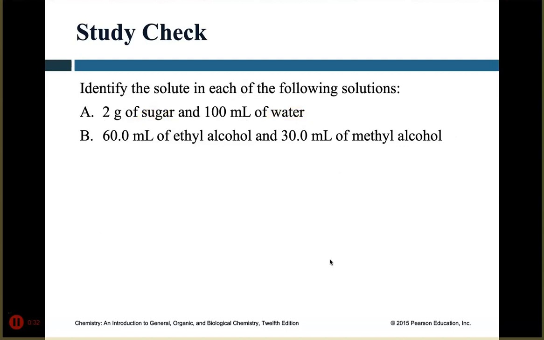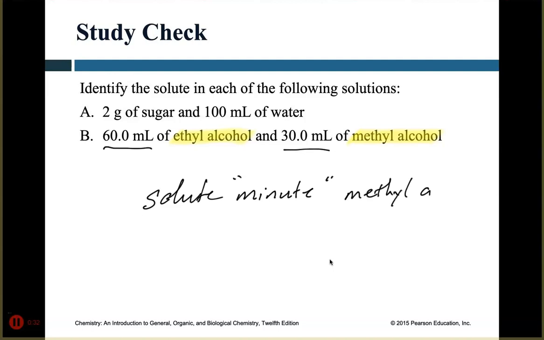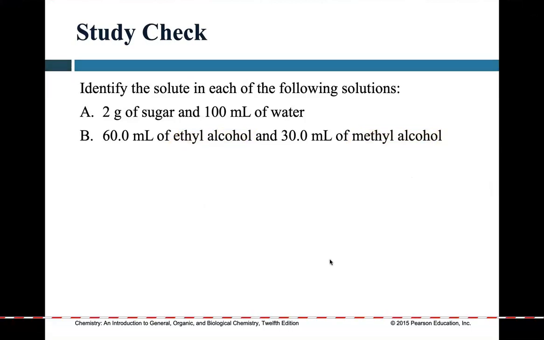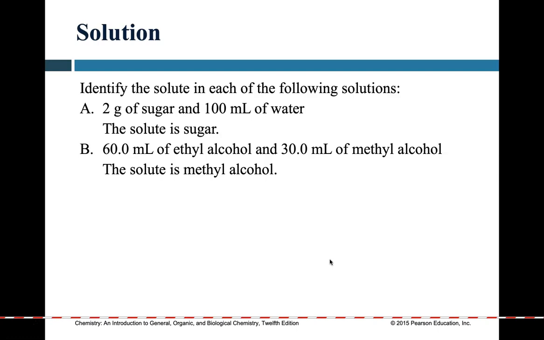We take a look at part B. Both of these are liquids. The first one is ethyl alcohol, the second one being methyl alcohol, and we're given their amounts, 60 mils and 30 mils. By our last definition, we're looking for the solute, which is the minute, or the small part of the solution. The small part is going to be methyl alcohol. So a pretty straightforward attack to those types of problems. And there's our answers we just arrived at.